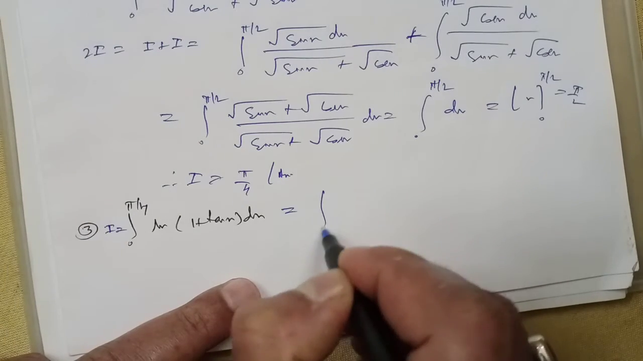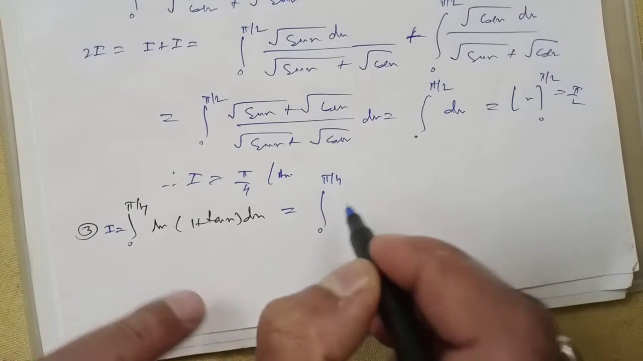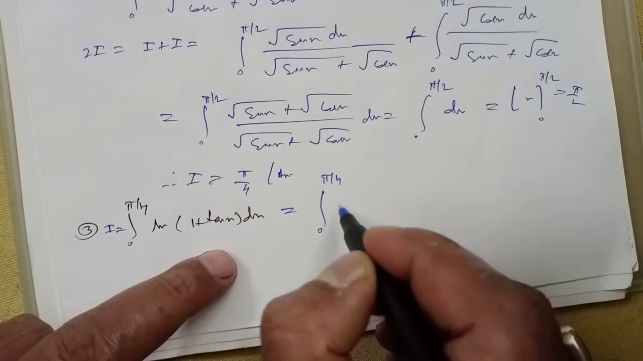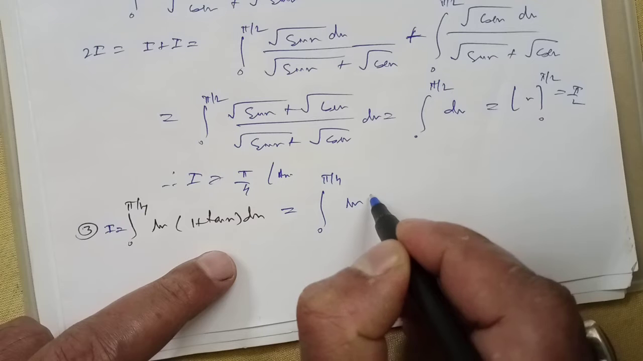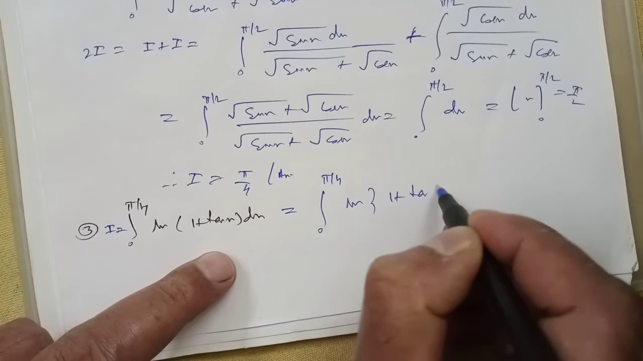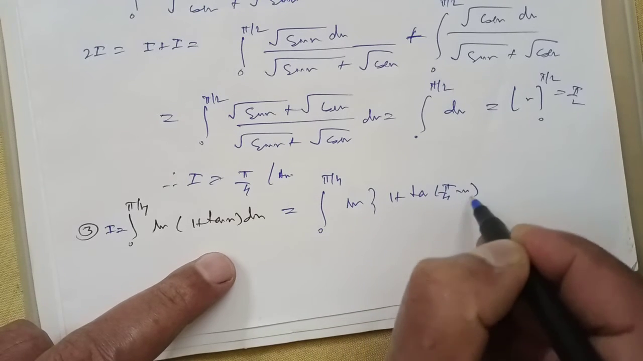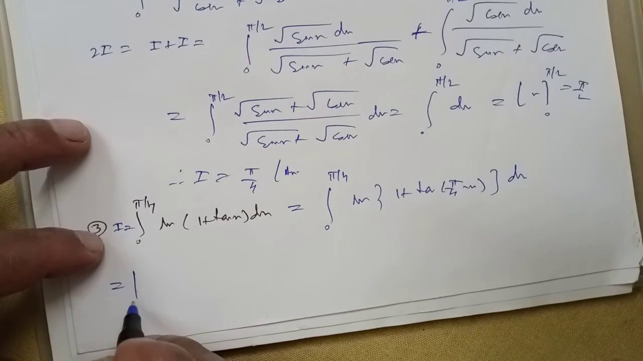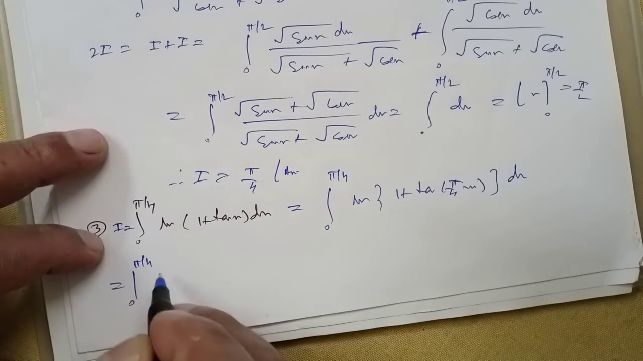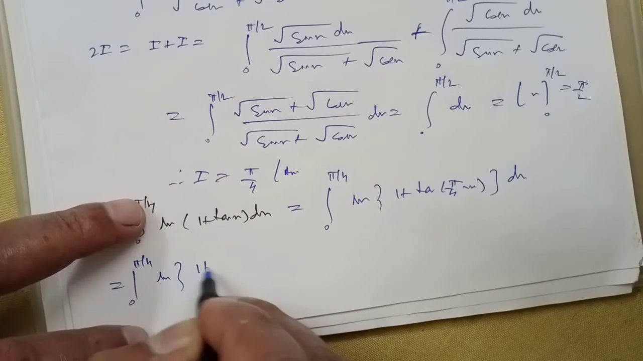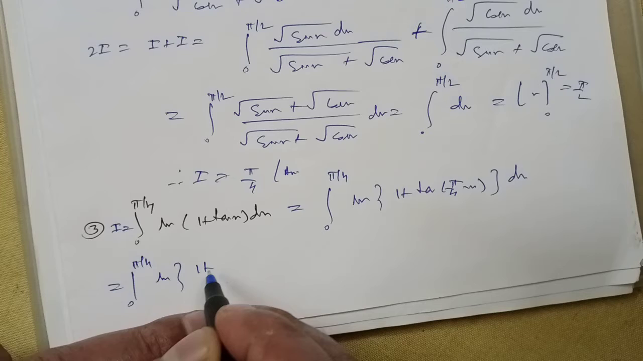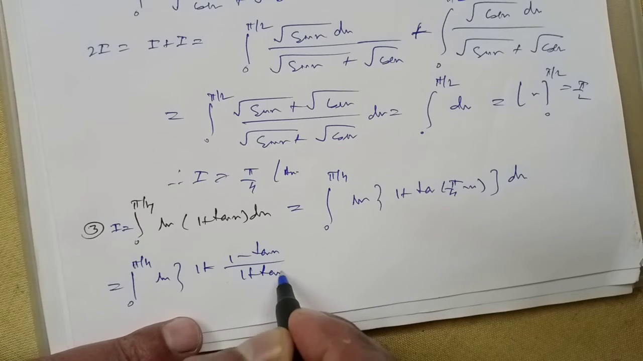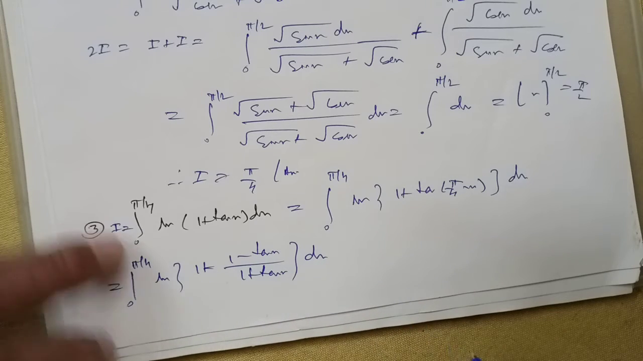Now apply the fourth property, 0 to pi by 4. Here you have to replace x by pi by 4 minus x. So you get ln of 1 plus tan of pi by 4 minus x, then write dx. Now integration 0 to pi by 4 ln of second bracket 1 plus the tan of pi by 4 minus x is nothing but 1 minus tan x by 1 plus tan x, then dx.